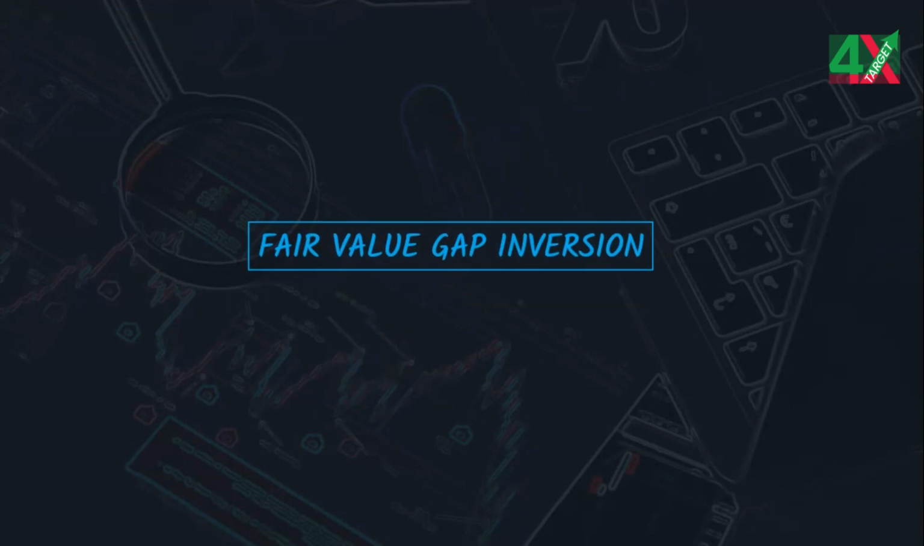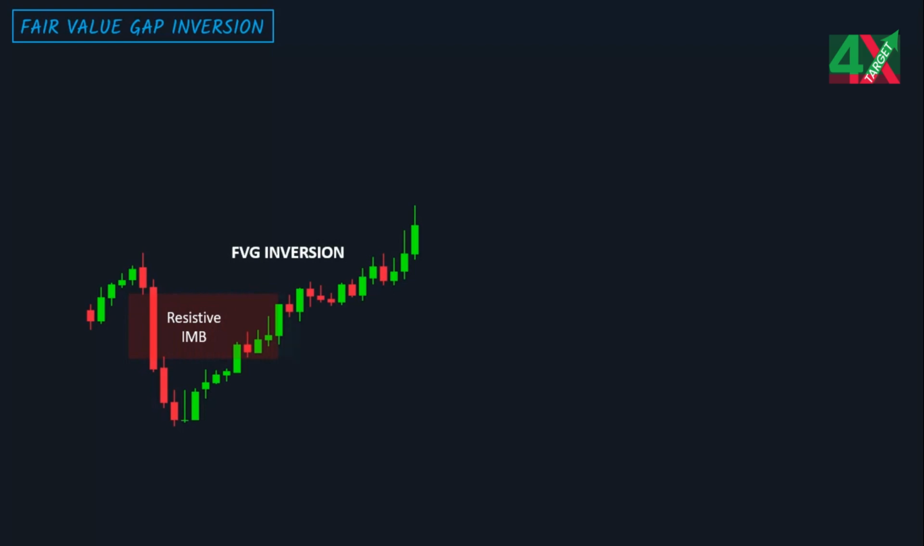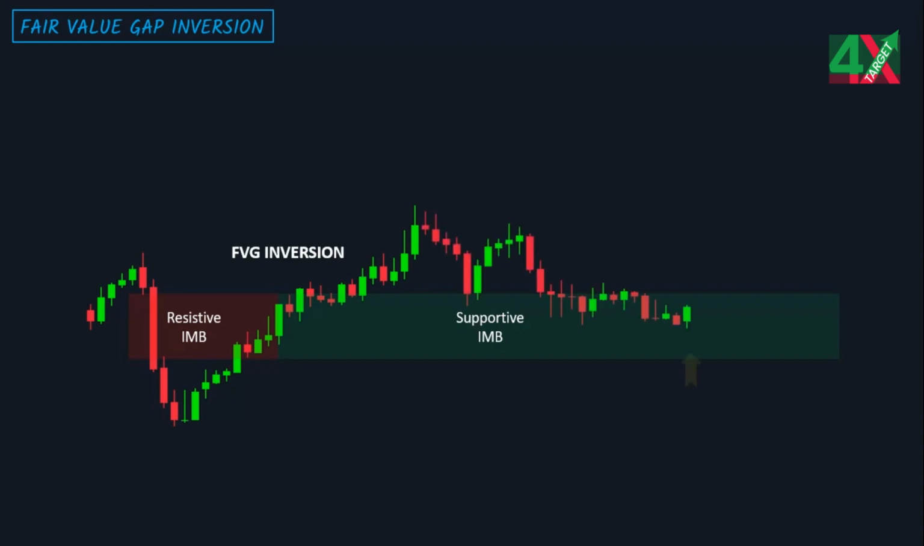If price does not respect the imbalance and instead breaks beyond it, the fair value gap can invert its role. In other words, what was once a resistive imbalance in a bearish move can now act as a support zone, and vice versa. This inversion often signals a potential shift in market structure or a change in institutional intention. This behavior is what we call a fair value gap inversion, and understanding it can help you recognize where the market is likely to reverse with precision.